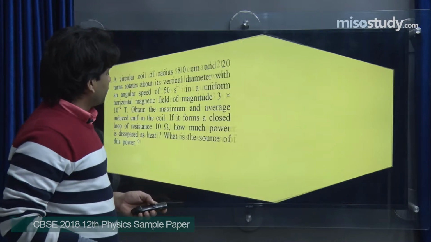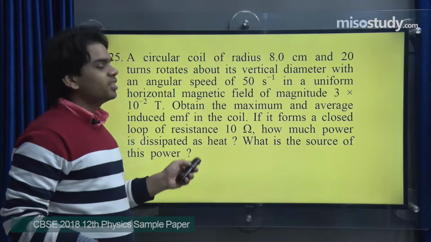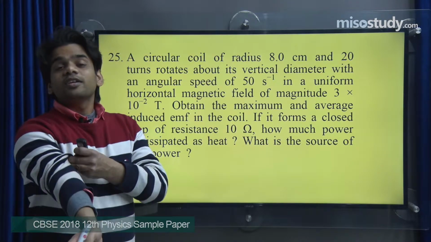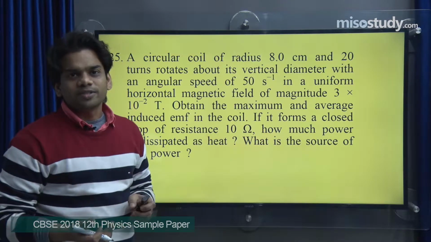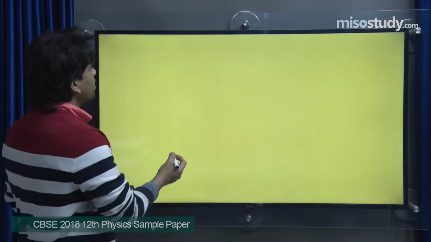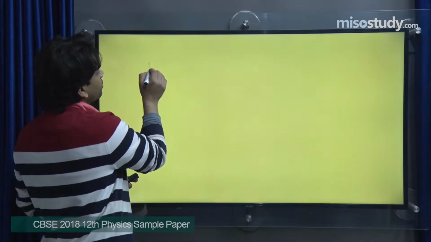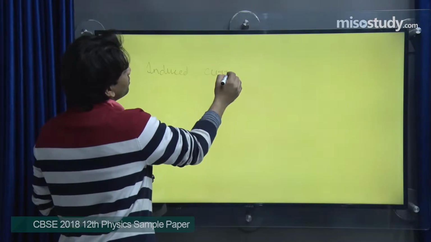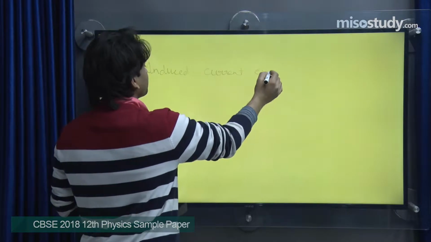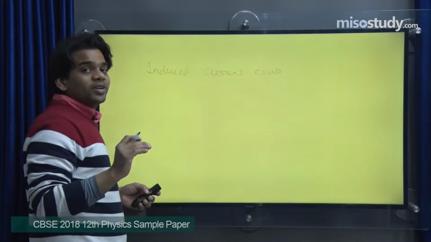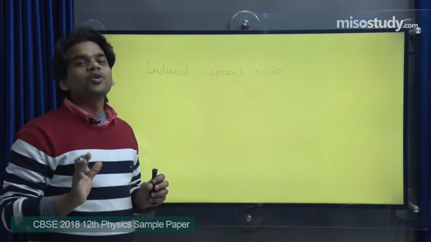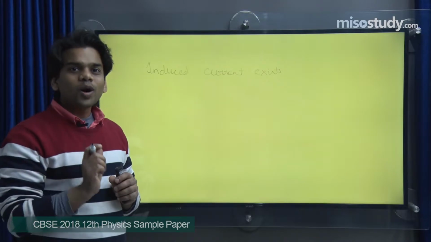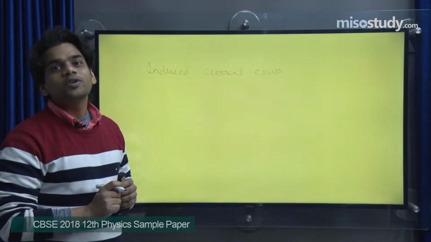Let's see, we were required to find how much power is dissipated as heat. This will be the value of power. Now what is the source of this power? See, there will be an induced current in the coil as it rotates. This induced current will try to resist the rotation of the coil, and hence you require a motor to keep the coil rotating.